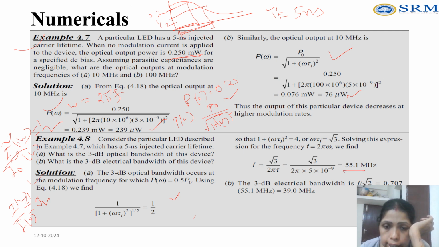Okay. And the electrical bandwidth will be the optical bandwidth by 1 by root 2. The ratio was also told, na? The ratio is 1 by root 2. So that's why directly you can write the electrical bandwidth will be optical bandwidth by 1 by root 2. Okay, so this is your electrical bandwidth.